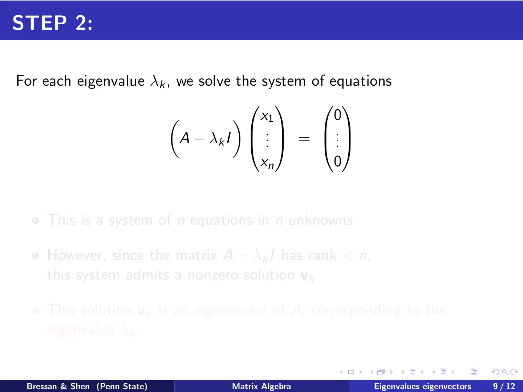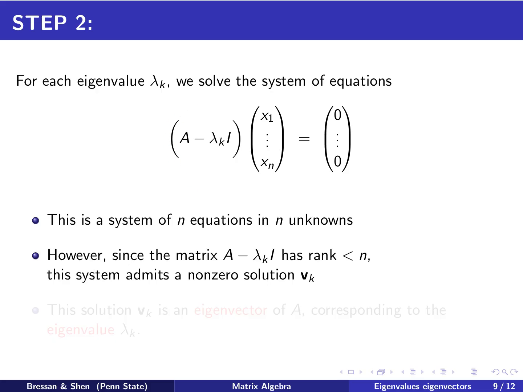Okay, so we completed step 1, we found the eigenvalues, and now step 2 is to find the eigenvectors. For each eigenvalue, lambda k, we have to find the corresponding eigenvector by solving the system (A minus lambda k I) times x equals 0. We want to find a non-zero solution for that. This is a system of n equations in n unknowns, because A is a square matrix.